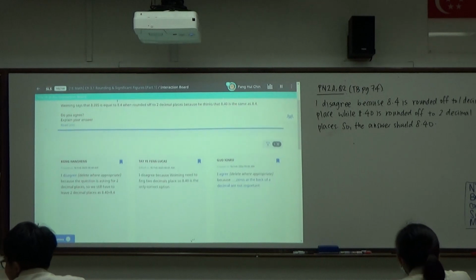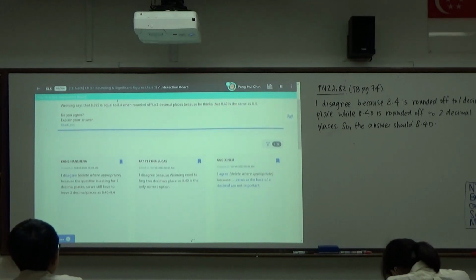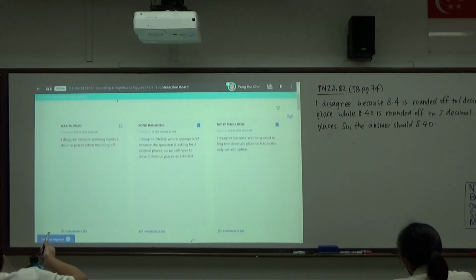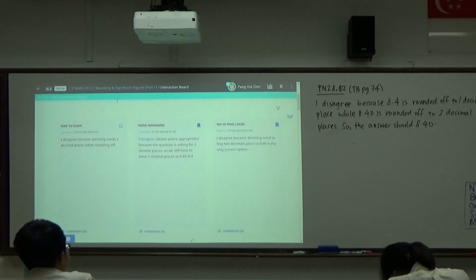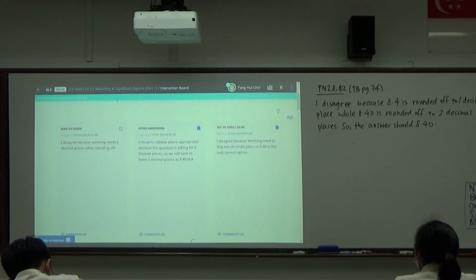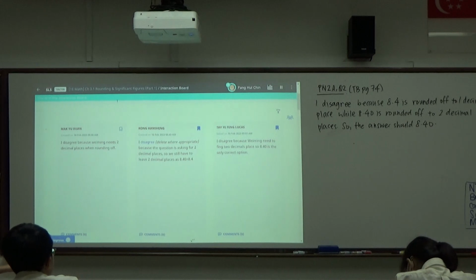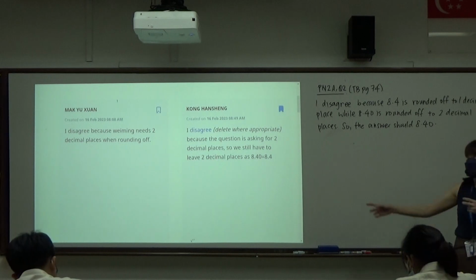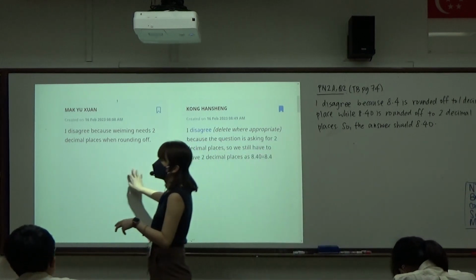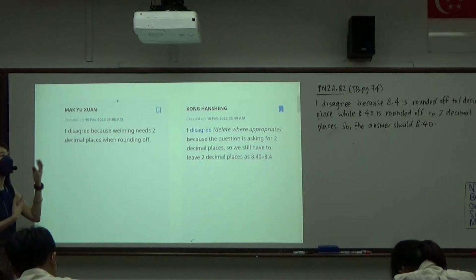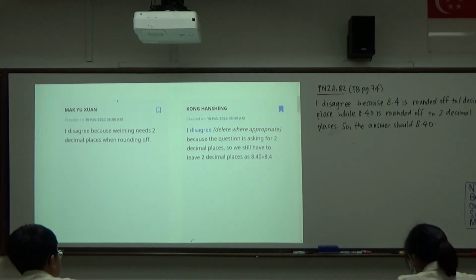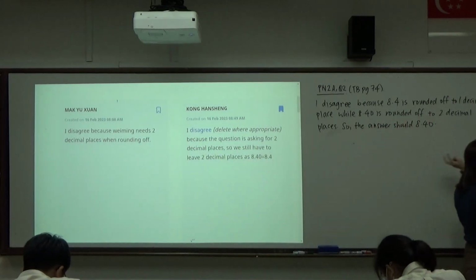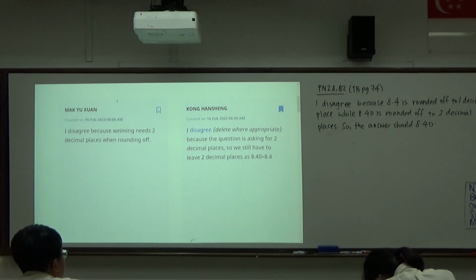So I would say that Hanshan's and Lucas' answers are there, so they are correct. Then maybe, for example, answers like Xuan's: I disagree because we mean these 2 decimal places when rounding off. This answer that Xuan has is a little bit lengthy because you never tell me which one is 2 decimal places, which one is 1 decimal place. So do specify. Put in the exact number that is 1 decimal place, then the exact number that is 2 decimal places.